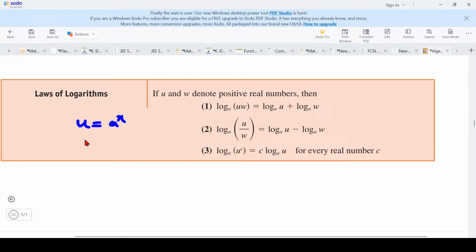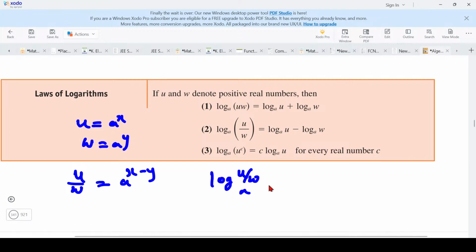Let's say u equals a power x and w equals a power y. What is u by w? It becomes a power x by a power y, a power x minus y. Right? Now log u by w to the base a. What is this? Obviously it is x minus y. And what is x? x is log u to the base a and y is log w to the base a. That's it. Understood, no? This is the same thing.